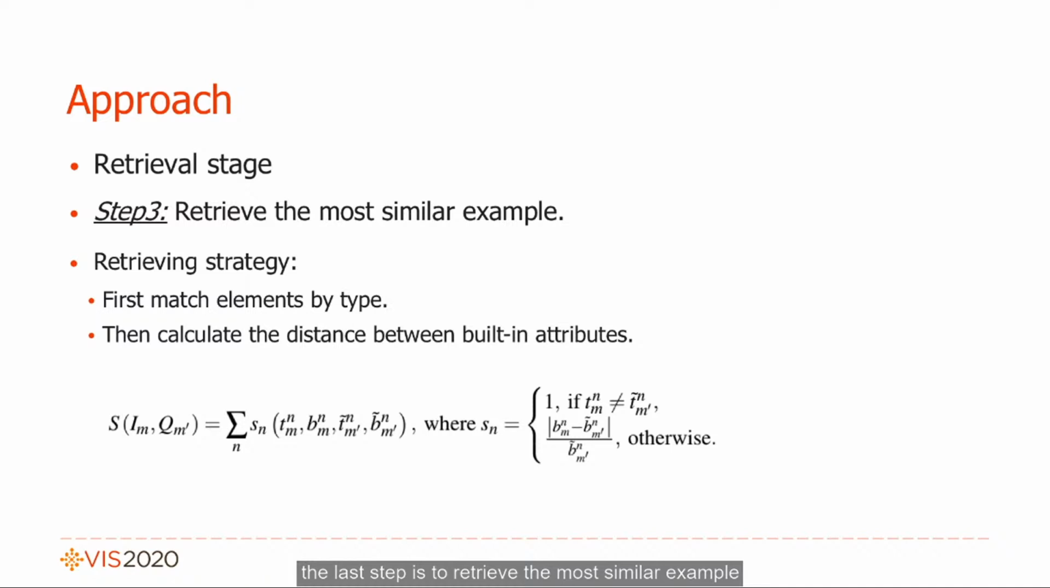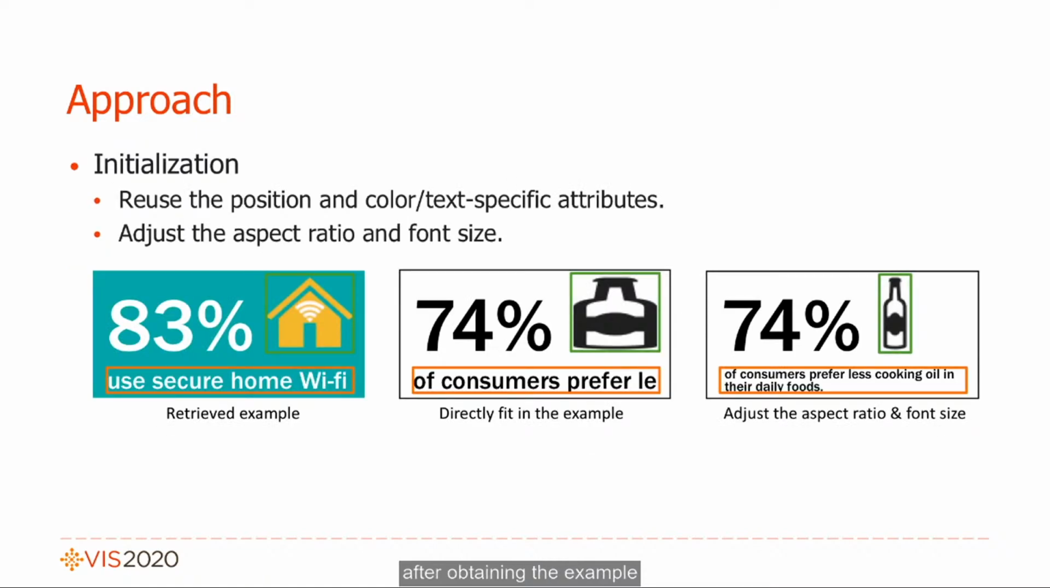The last step is to retrieve the most similar example. Concretely, for a given example index and user query, we first match their elements by type. Then we calculate the distance between them by considering whether they have similar visual element types and built-in attributes. After obtaining the example, we start to initialize the draft.